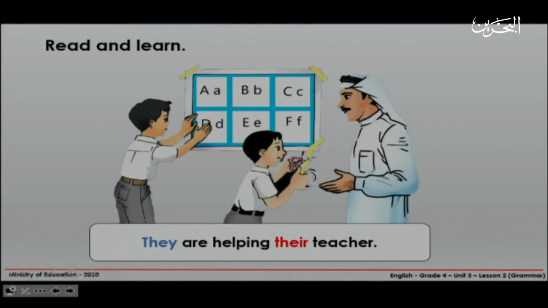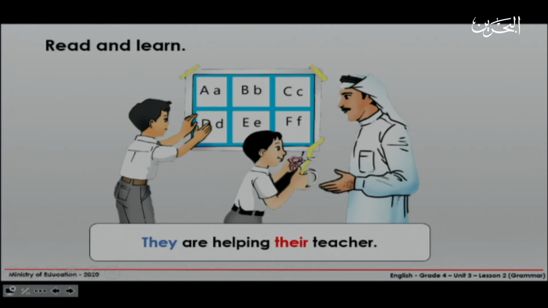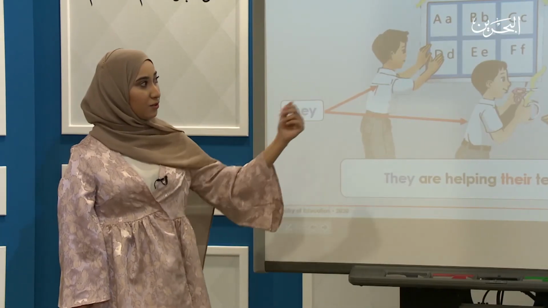Now, let's read these sentences together. They are helping their teacher. Now here they, we are referring to these two boys, and their we are referring to the teacher.